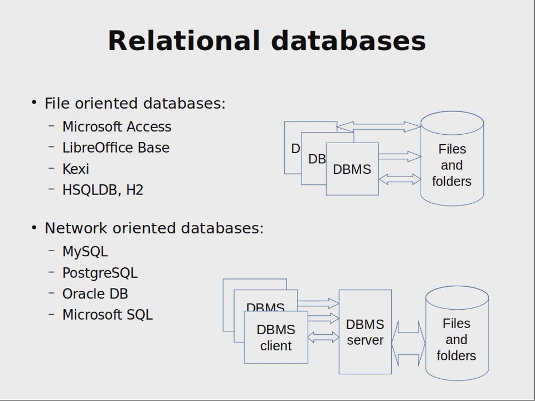So, and then there are two different kinds of these relational databases. Initially, in older times, there were database management systems which stored these data into files and folders. For example, if that would be Microsoft Access, that would be single file with extension .mdb.